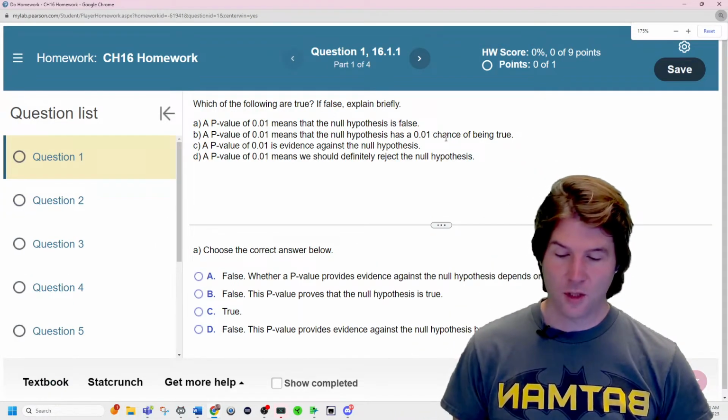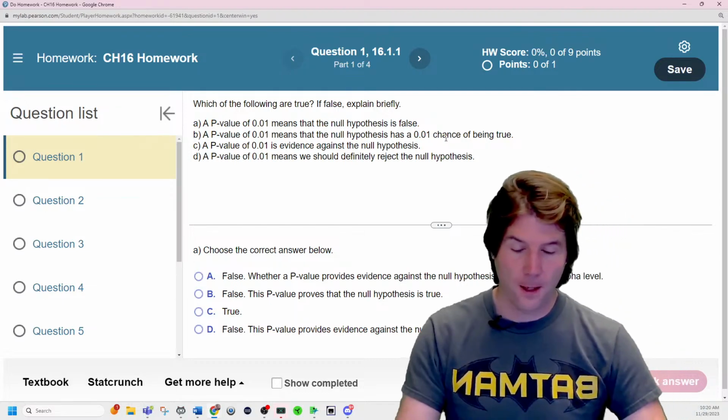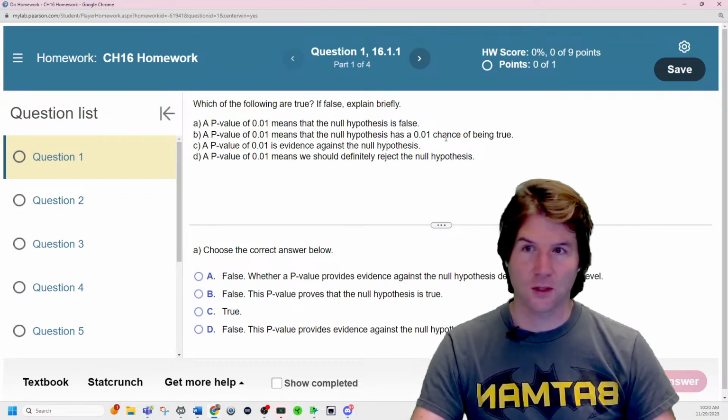Which of the following are true? Explain briefly. A p-value of 0.01 means that the null hypothesis is false.